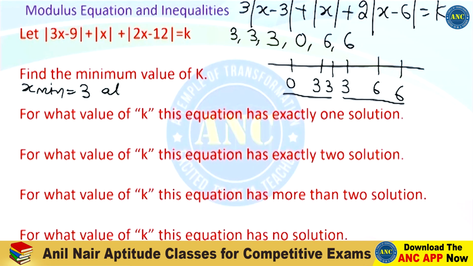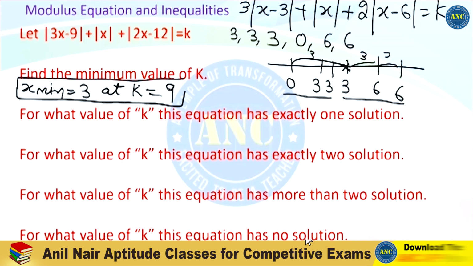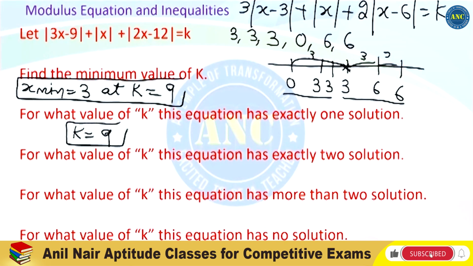At what value of k? If x is 3, the distances from 0 to 3 are 3 each, so 3 plus 3 plus 3, the answer is 9. The minimum is attained at x equivalent to 3 when k equivalent to 9. I hope the idea is clear. So I get exactly one solution at k equivalent to 9. Now the minimum distance is nothing but 9.